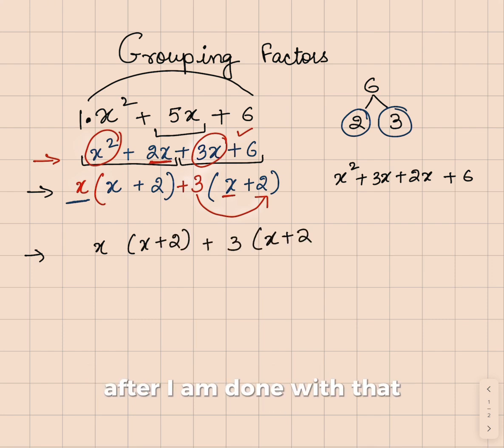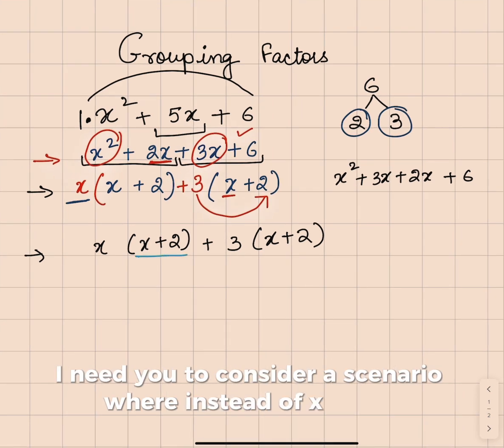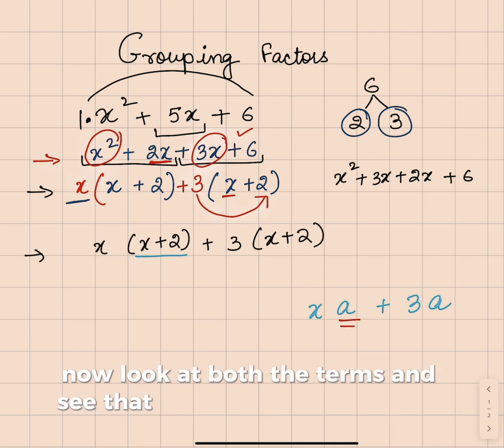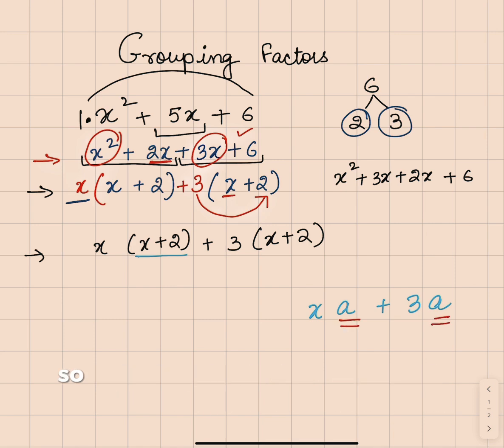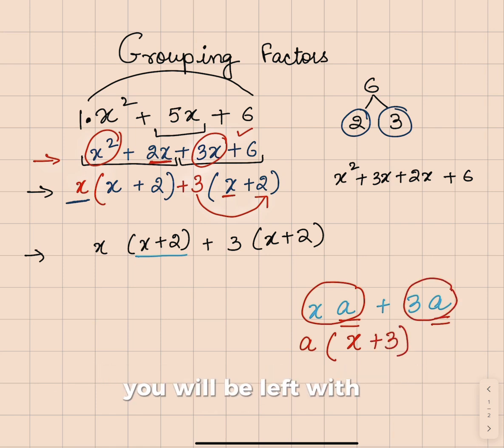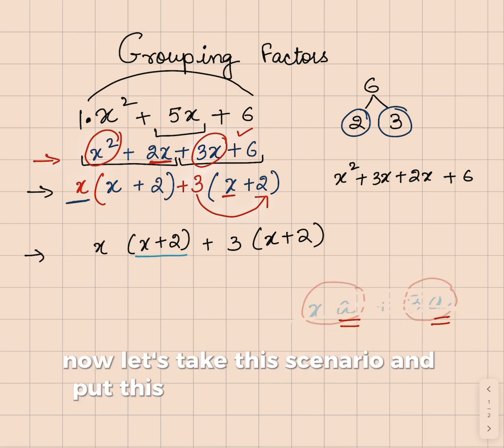After I am done with that, I need you to consider a scenario where instead of x plus 2, I have x times a and 3 times a. Now look at both the terms and see that a is your common factor. So if you factor this out from the first term, you'll be left with x, and from the second term, you will be left with 3.